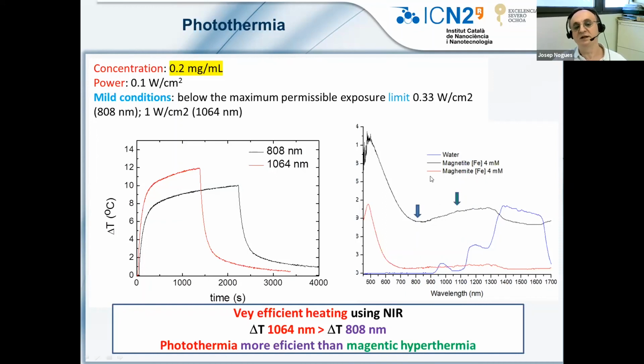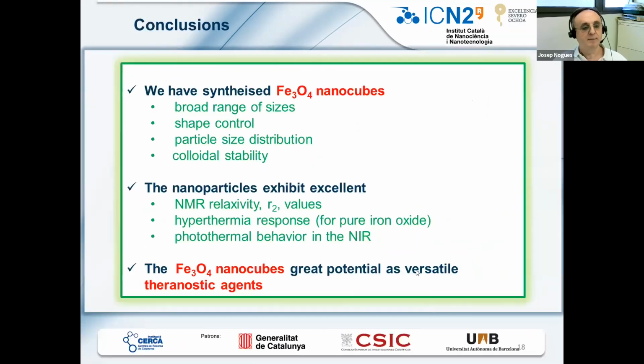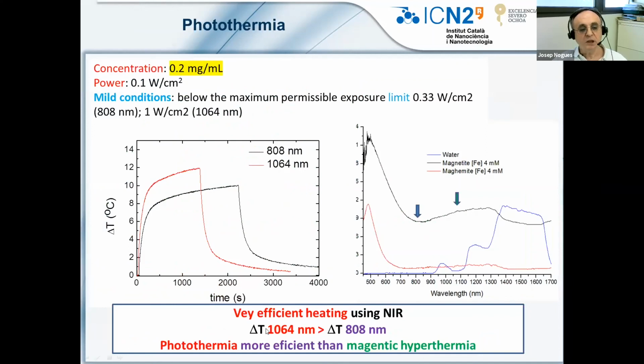It's also interesting that maghemite does not have this transition. So the optical absorption is flat, and it has much worse absorption. So if we use maghemite, it will be much worse. So it is more efficient to use the second biological window than the first biological window when we use iron oxide.